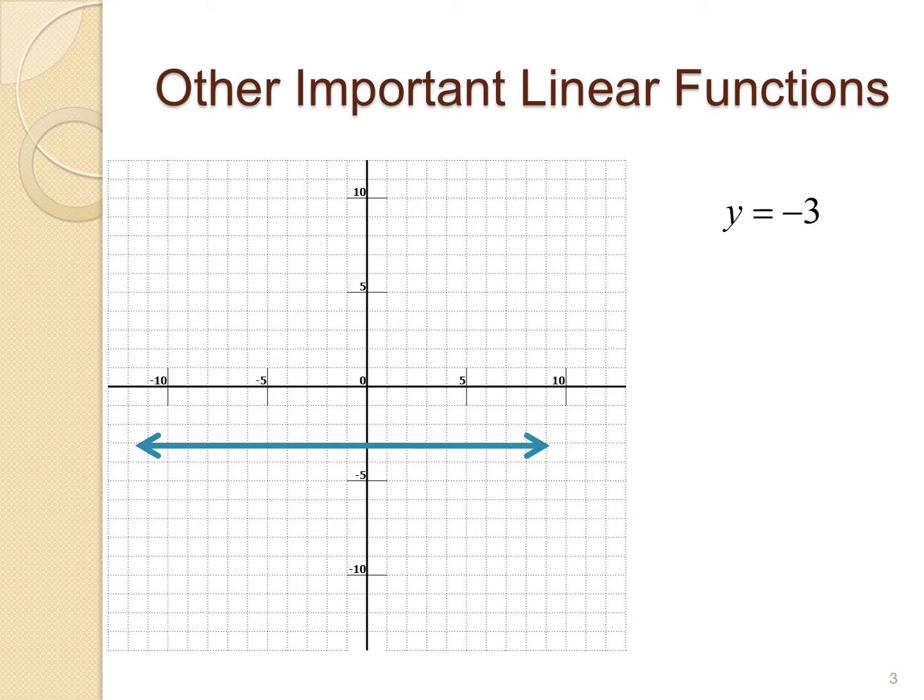So whenever you see an equation where y is equal to some value, that simply means it's going to be a horizontal line at whatever value b so happens to be. If it's 5, then the y value would be up at 5, and it would be a horizontal line where all the y values are 5.